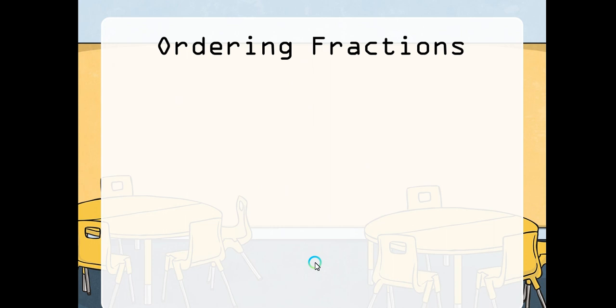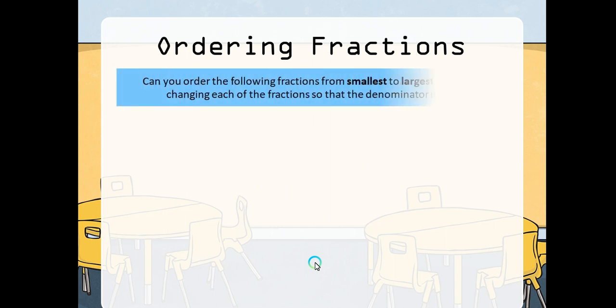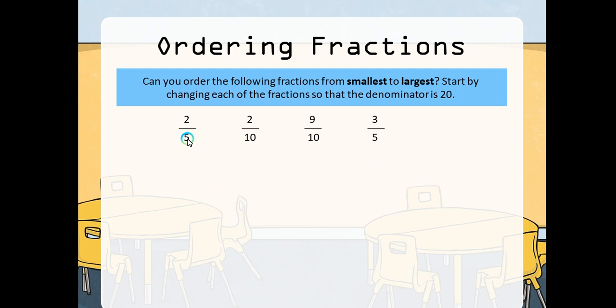Now let's go to the second example. Can you order the following fractions from the smallest to the largest? We're going to start by changing each of the fractions so that the denominator is 20. Now what can we use to multiply 5 to give us 20? Yes, 4. For each of them, they are different. Here we're going to multiply by 4, we're going to multiply by 2, by 2, by 4. And when we multiply the down by 4, we multiply the up by 4 to make it an equivalent fraction.